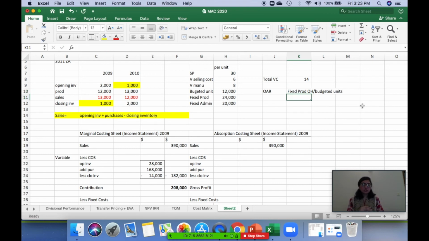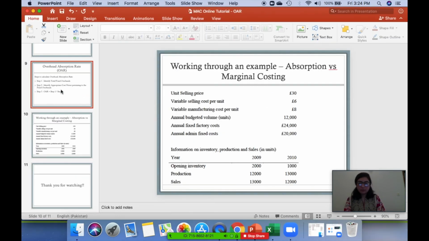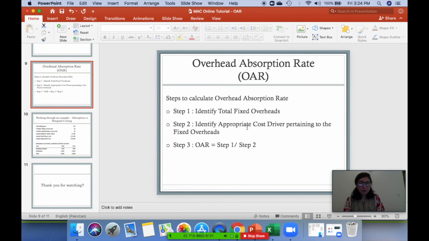Now the question you might ask me is, why didn't I use the actual units here in 2009? My answer is the formula for OAR states that you have to calculate an appropriate predetermined cost driver. If I go back to my example, I wrote identify appropriate cost driver pertaining to the fixed overheads.